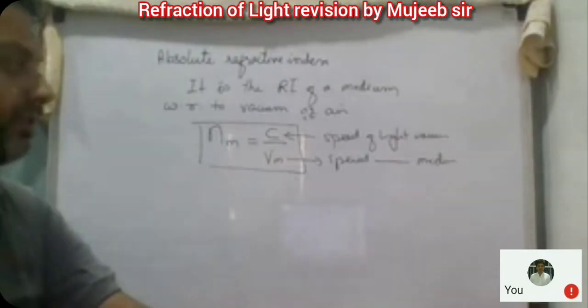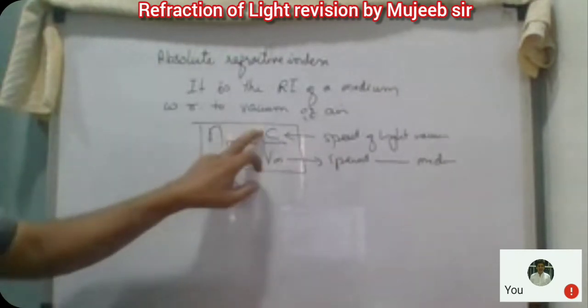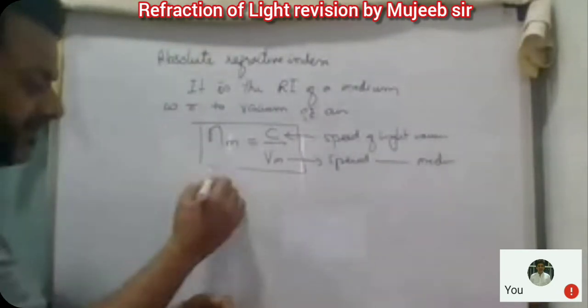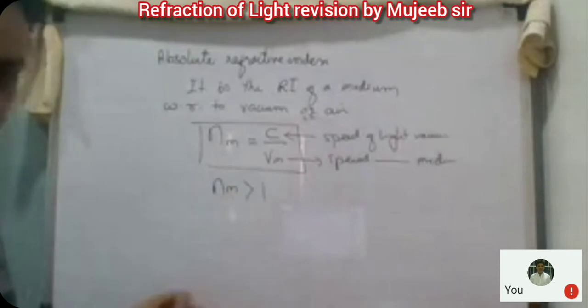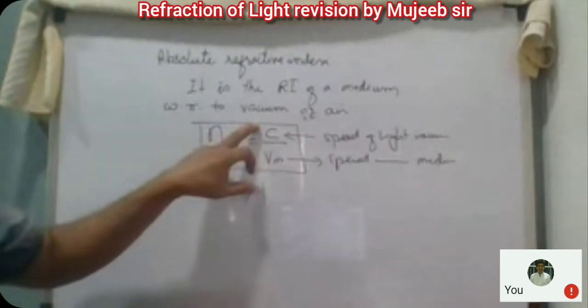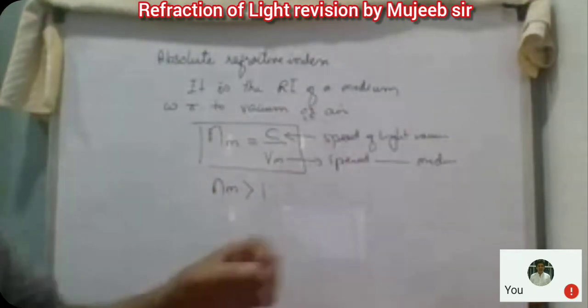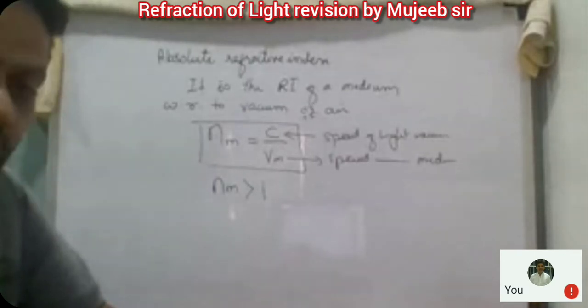So here, we come to know that the absolute refractive index of a medium is the speed of light in vacuum divided by the speed of light in the medium. From this we conclude that this N medium, the absolute refractive index of a medium, is always greater than 1. Why always greater than 1? Because it is the ratio of the speed of light in vacuum to the speed of light in the medium, and light travels fastest in the vacuum. That's why this ratio will always be greater than 1.